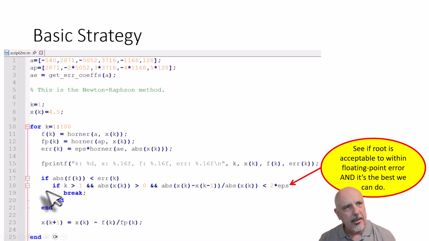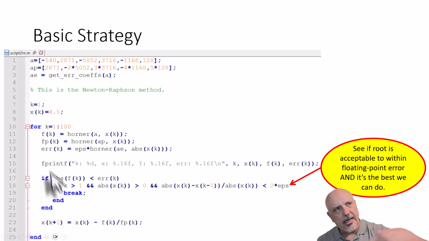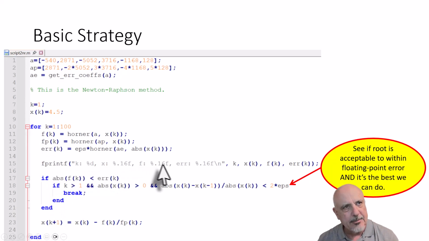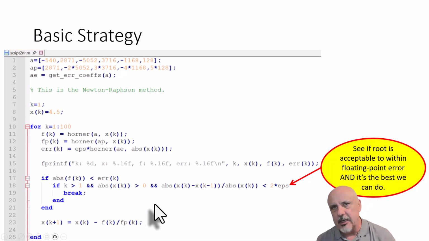The next section here is where I decide if I'm good and I can bust out. There's a break in here, and what that break means is it's going to break out of this for loop and end the program, and the last printed thing is going to be the answer. Okay, so let's see if we can navigate how these two nested if statements work and why they are putting together two basic criteria here.